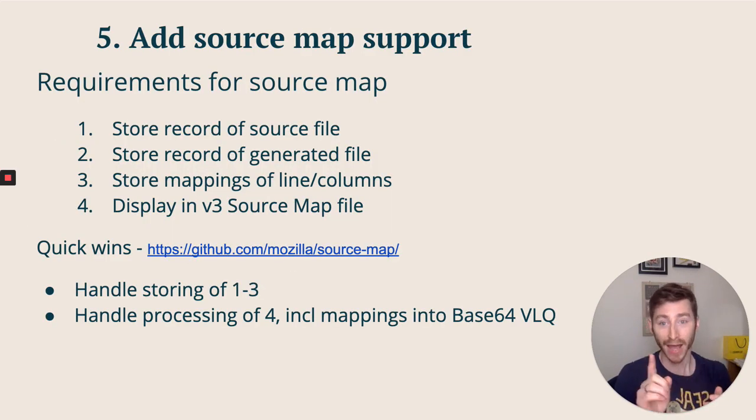So, adding source map support. There are 4 requirements when it comes to building a source map. We have to store a record of the source file, store a record of the generated file, store mappings of the index and columns, and then display them in the source file using the spec version 3, as we mentioned earlier. Actually, for a quick win, we can use a library which almost every JavaScript code generator uses, from Mozilla, and it's called SourceMap. It's brilliant. It handles pretty much every point, storage of points 1 to 3, as well as processing the mappings into base64 VLQ.